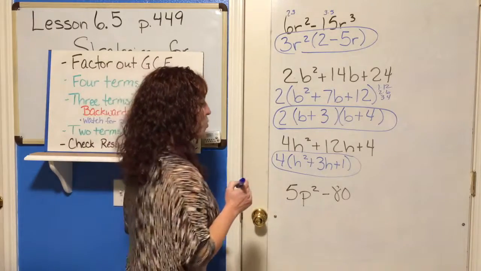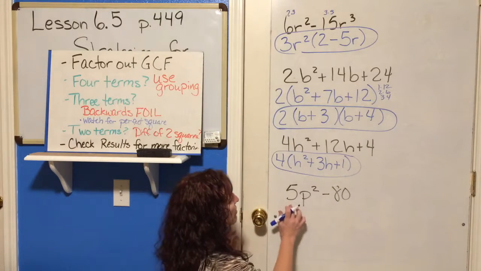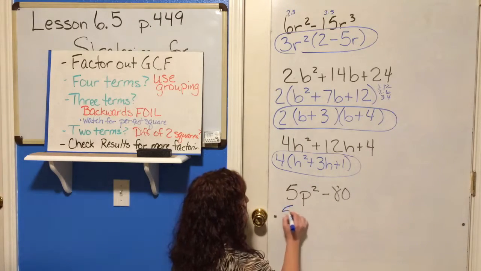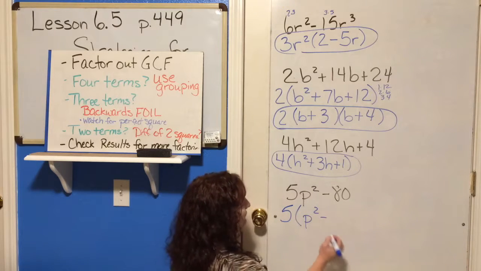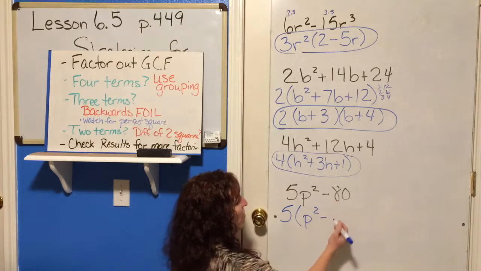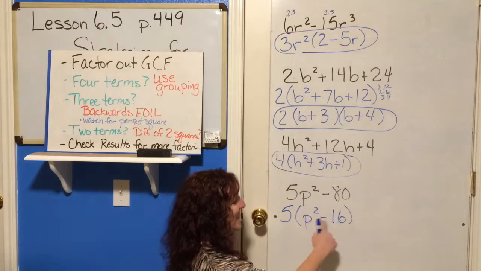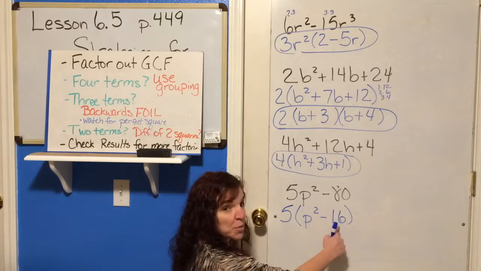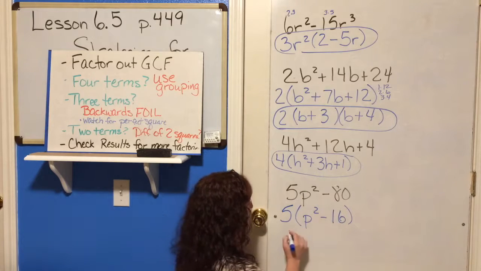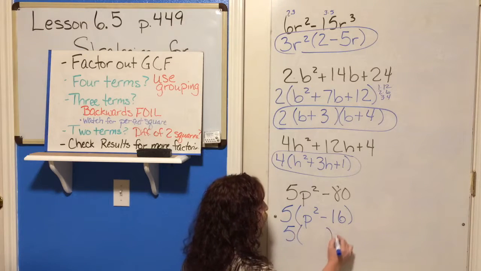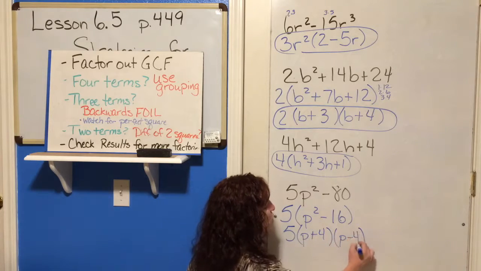All right, 5p squared minus 80. Look for the greatest common factor. 5 is in common. So 5 times the quantity p squared minus, and if you take 80 divided by 5, you get 16. And p squared minus 16, ooh, that's a perfect square minus a perfect square because p times p is p squared, and 4 times 4 is 16. So I don't even have to use FOIL. I can just know p plus 4, p minus 4.